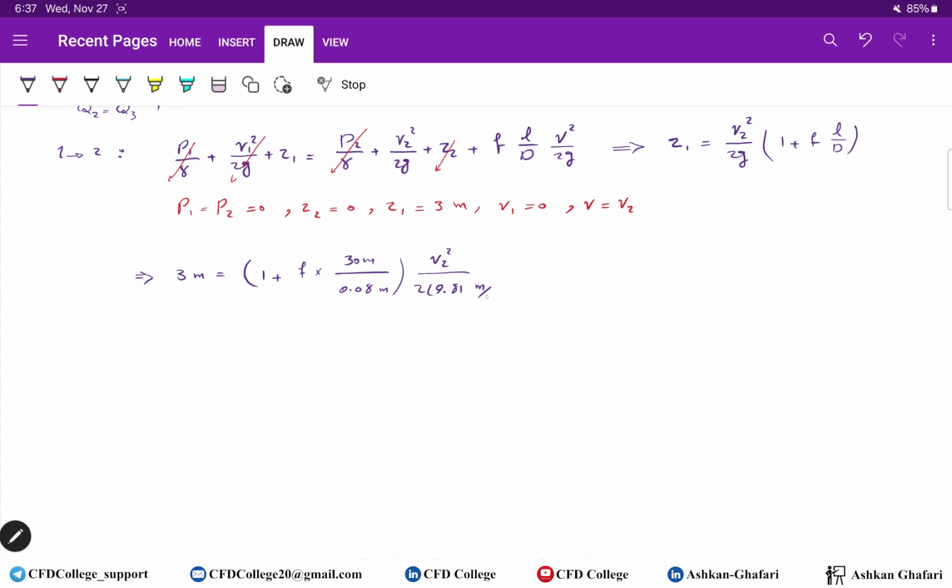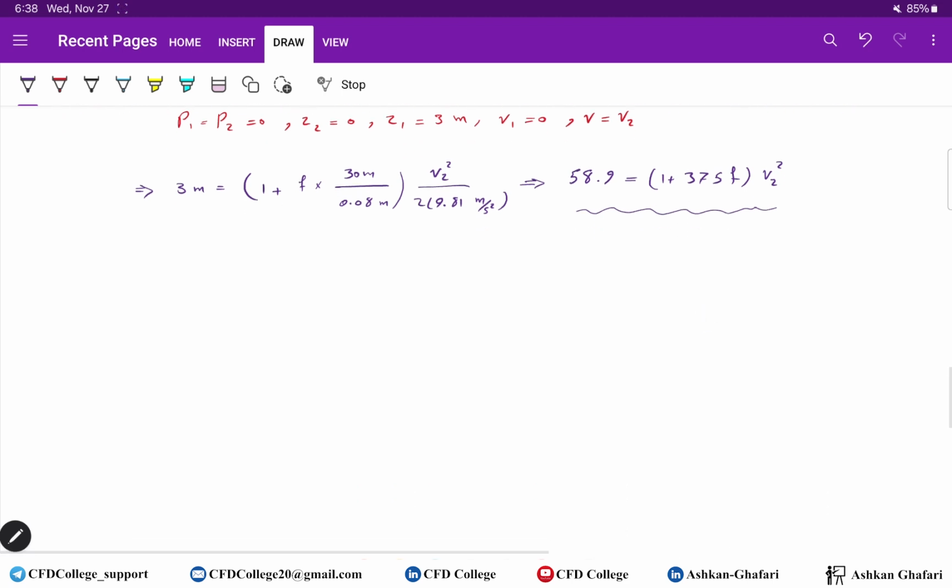9.81 meters per square second. So from this you can find that 58.9 equals 1 plus 375 F times V2 squared. This is the equation that we can find from the energy equation. As you can see, we don't have F and velocity, so we can't solve this.